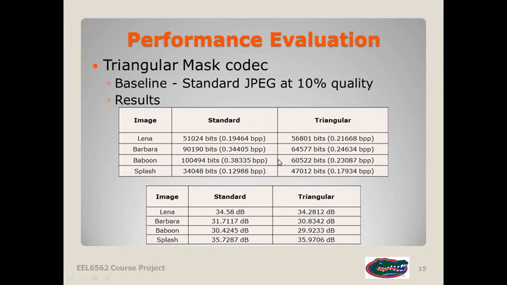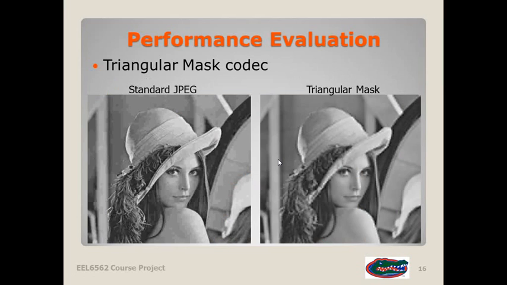The table below shows the PSNR values for the standard and triangular methods. Both the PSNR values were close to equivalent, although there were some minor differences between each method. Here's some example images shown from both methods. As you can see, the things to note are the standard JPEG image shows many blocking artifacts on the wall behind Lena and on her arm. The triangular mask method does not show many of these artifacts like the other method.